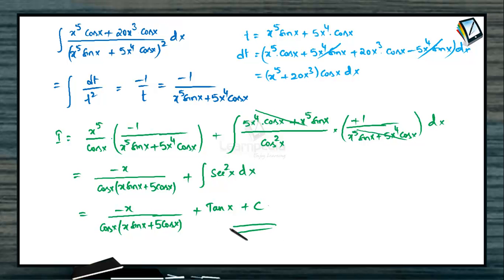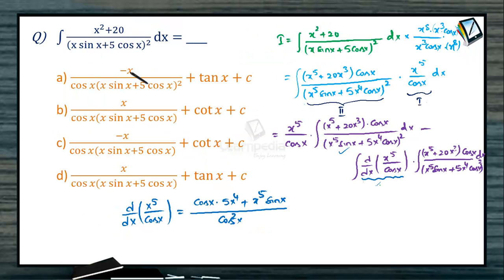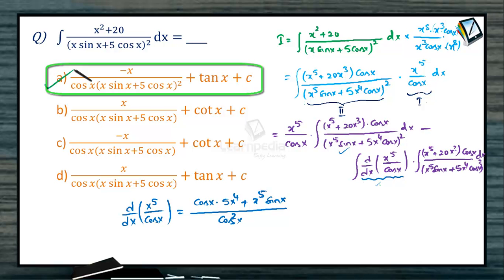We are able to evaluate the required integral I. Let's see which option it satisfies. Minus x by cos x into (x sin x plus 5 cos x), whole square, plus tan x plus c, which is option A, is the suitable integral of the given function. If you observe, the multiplication and division of the given function so that the denominator's derivative is obtained in the numerator is the most crucial part of this question. Once we identify that, the problem is very simple to evaluate.